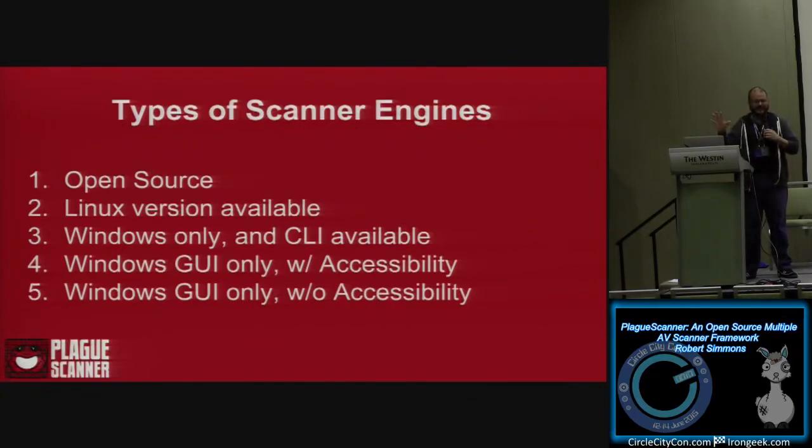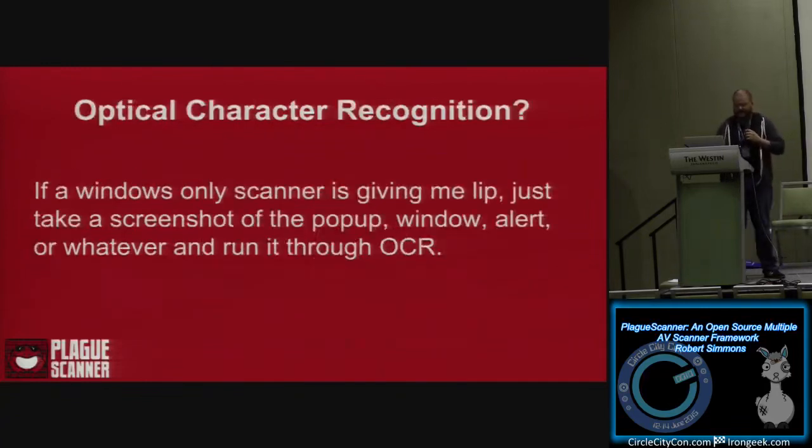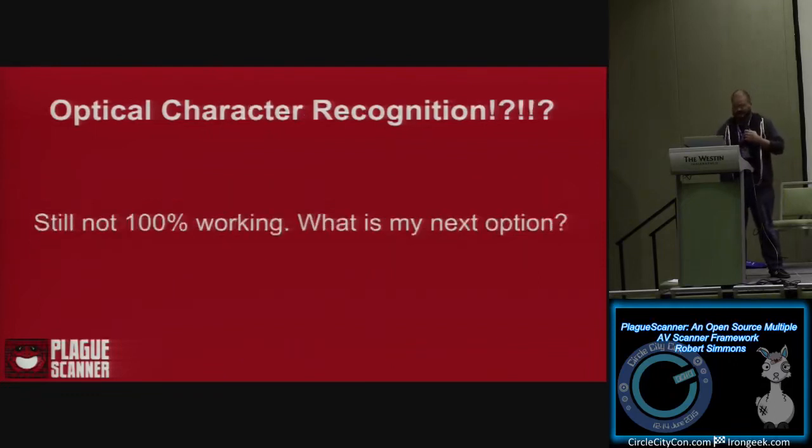Number five are the scanners that don't code that, so that information is not there. Category five is the one I need OCR for. So OCR, what are you talking about? Optical character recognition. If a scanner is in that last category, there's no way for me to get the data out other than taking a screenshot, running OCR on it, and then running the regexes on that data. So it's not 100% working, so what's my next option?